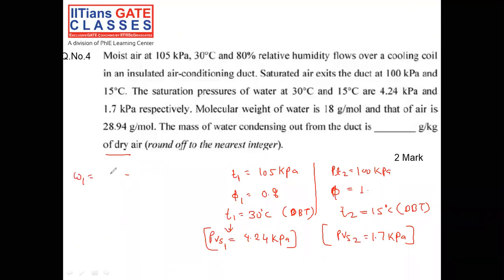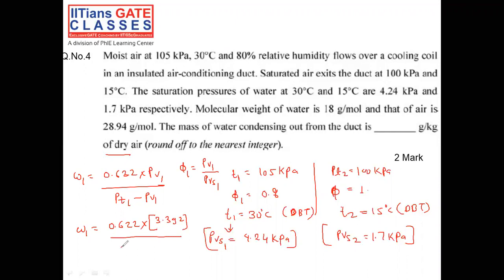Let me calculate omega 1, that is 0.622 times PV1 divided by PT1 minus PV1, the standard formula. Here phi1 is PV1 divided by PVS1, so PV1 is 4.24 into 0.8, which is 3.392. You will get 3.392 divided by 105 minus 3.392. If you calculate, you are going to get the value of omega 1.